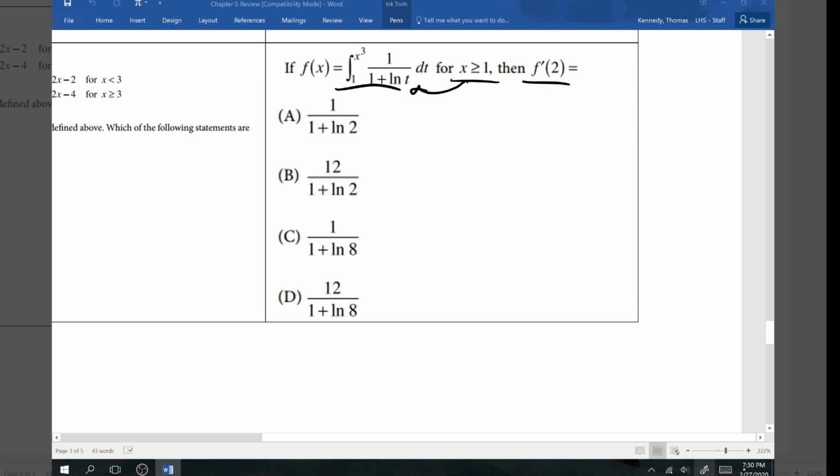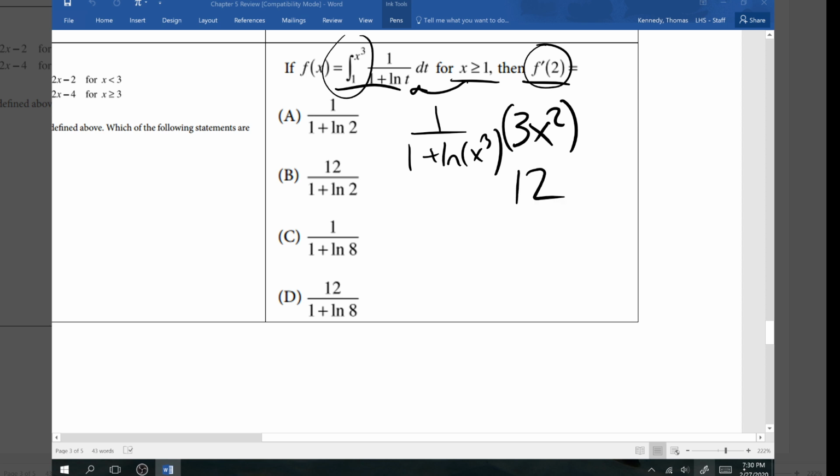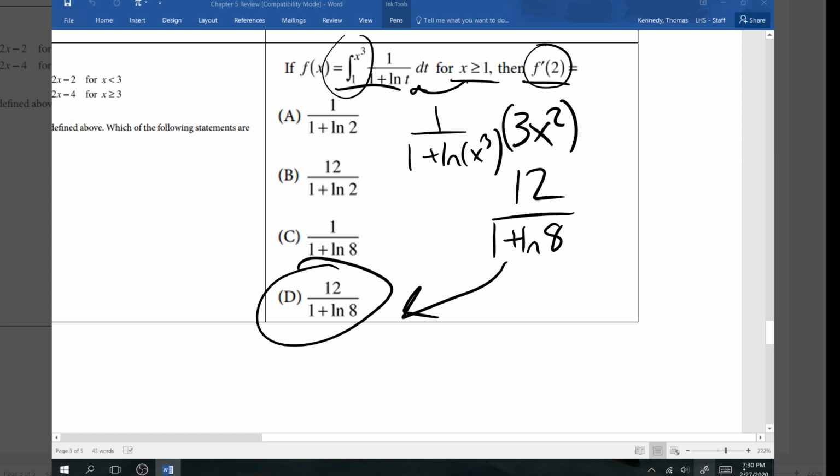And all we do here is, since we're taking the derivative of an integral, plug in x cubed, and then multiply by the derivative of x cubed, which is 3x squared. Once you've done this, you plug in, and you should get one of these answers. We get 12 for 3x squared, and on the bottom we get 1 plus natural log of 8. Oh, sure enough. Sweet. D it is.